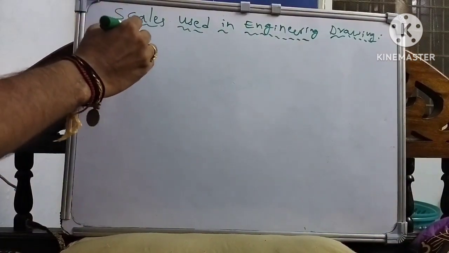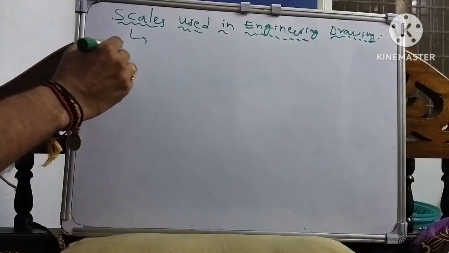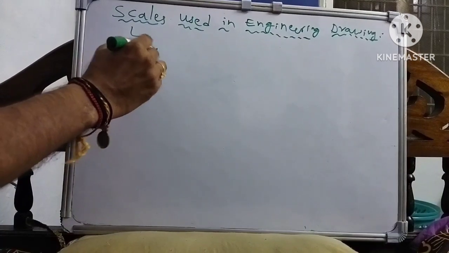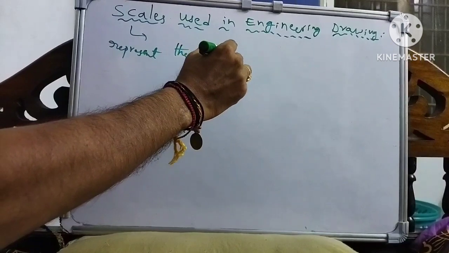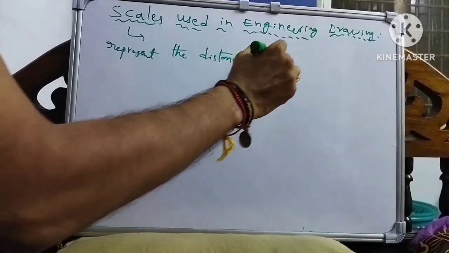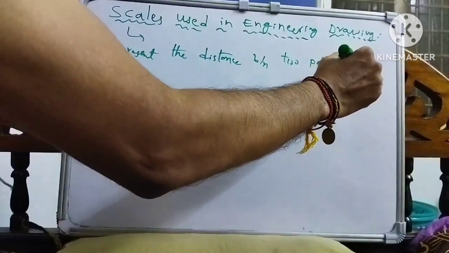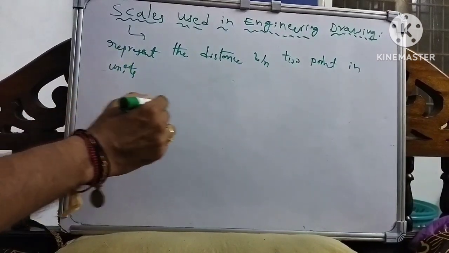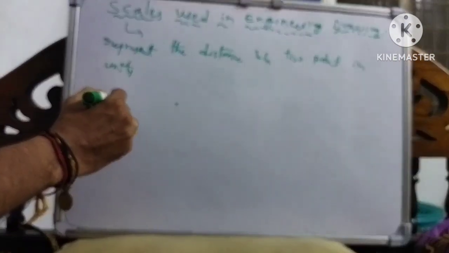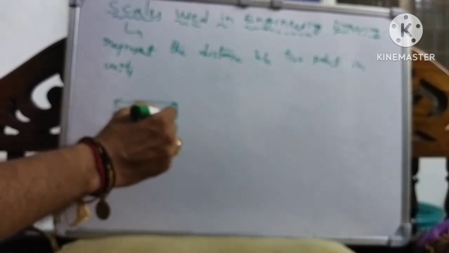First of all, what you have to know, what is a scale? It is used to represent the distance between 2 points in measurable units. For example, let us say here there are 2 points. This is the shortest distance between 2 points. The scale is used to represent the distance between these 2 points.